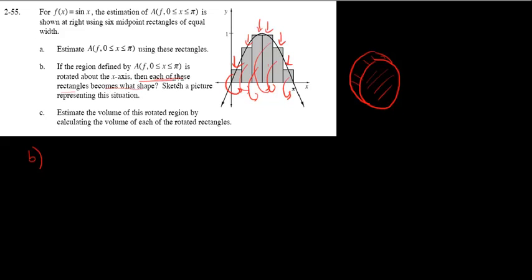So each of these rectangles becomes what shape? They become cylinders. C-Y-L-I-N-D-E-R-S. Is that how you spell cylinder? Sometimes I forget if it's A or R, or E. Anyway, sketch a picture representing this situation.